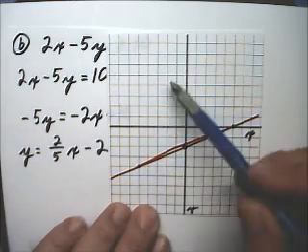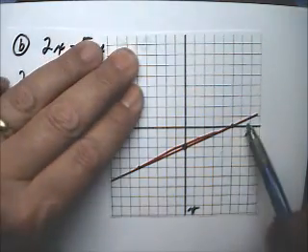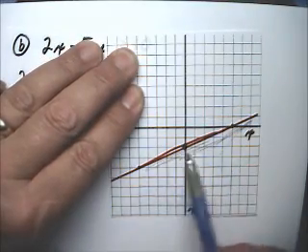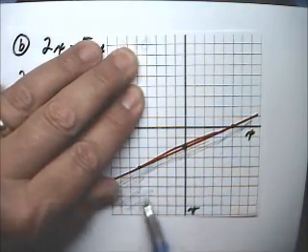So everything up here is not part of the solution, and the solution is everything below the line. So I'll be shading down here.